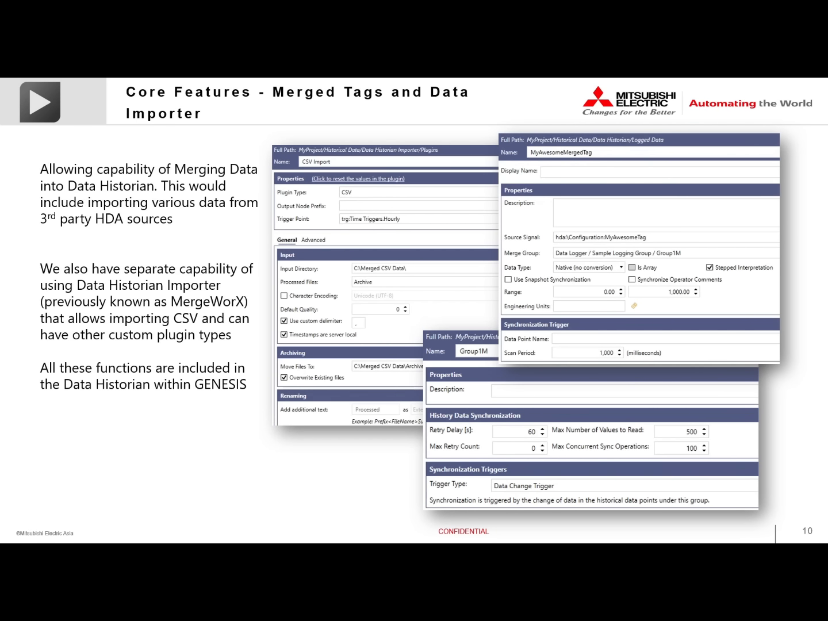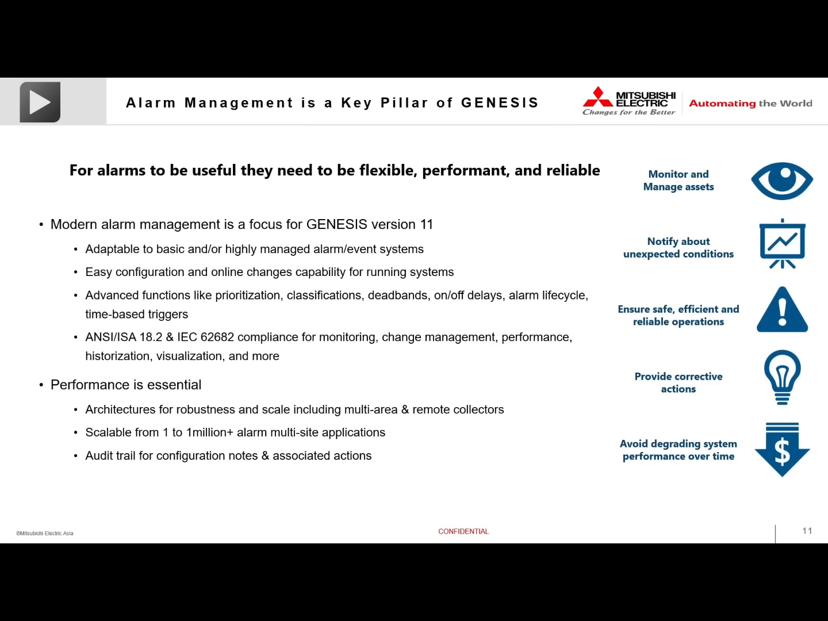We used to call this Merge Works, but now we call it Data Importer. Data Historian has an importer function where we can import CSV files and merge tags from one historian to another historian, and that is also possible in this Data Importer.